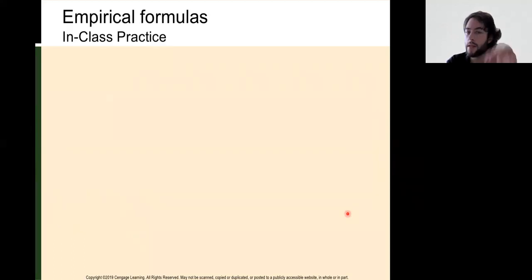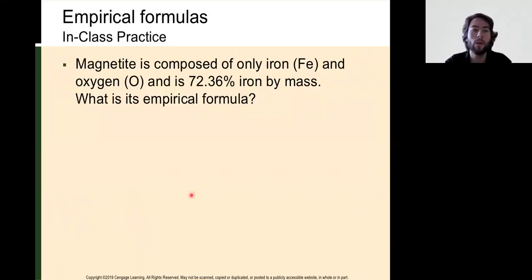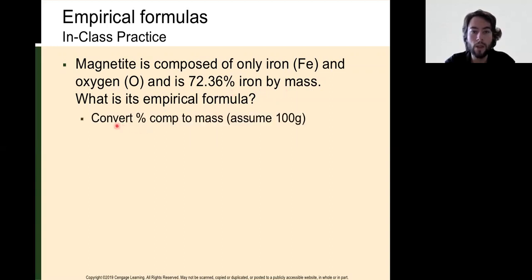Okay, so the example we did last time was this one. Magnetite is composed of only iron, Fe, and oxygen, O, and is 72.36% iron by mass. What is the empirical formula? So the first thing to do, as we did in the previous one, is convert percent composition to mass, assuming a base of 100 grams.